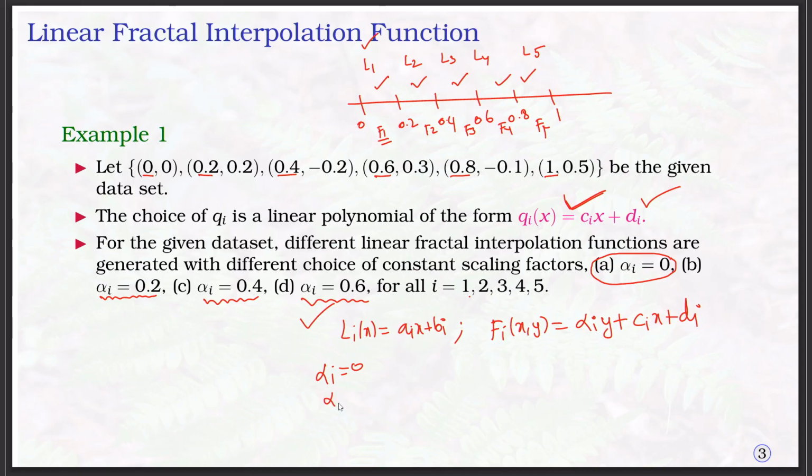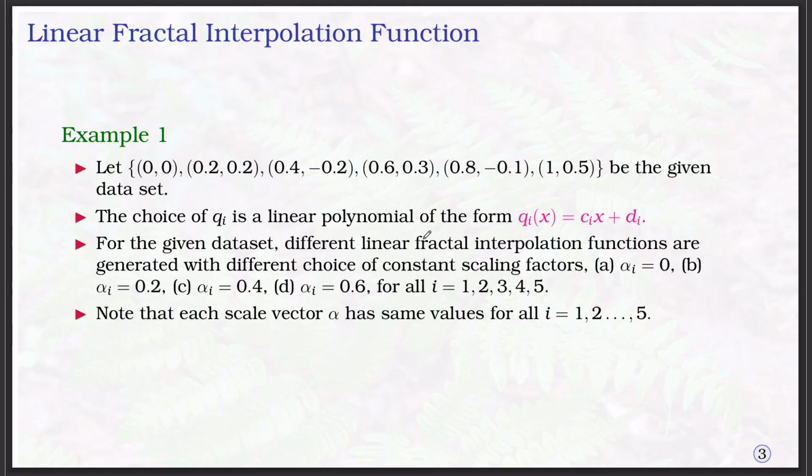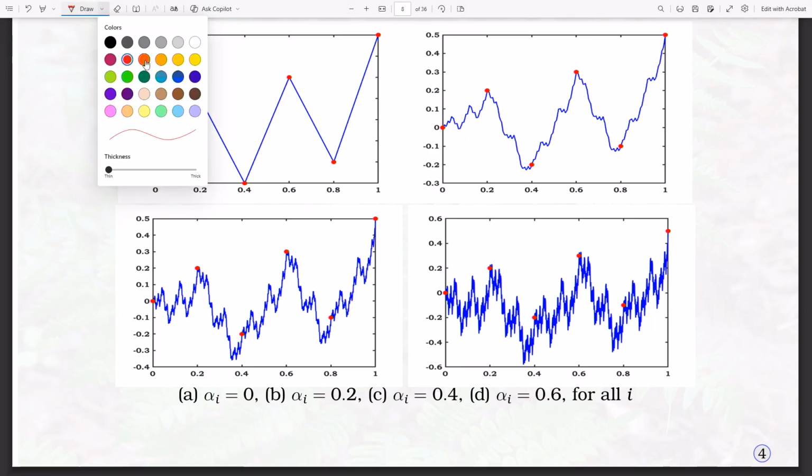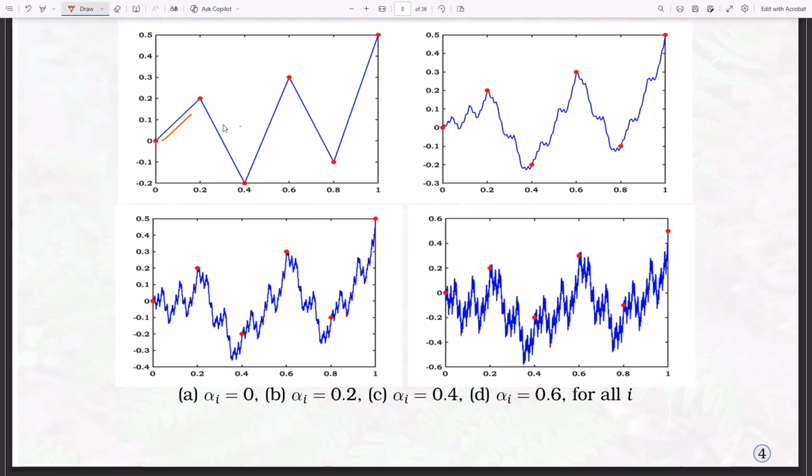Similarly, when alpha i equals 0.2, we will get one more iterated function system. Like that, we will get 4 iterated function systems. Each iterated function system will generate one fractal interpolation function. Let us see the resultant fractal interpolation. When you choose the scaling alpha equal to 0, with the data points given here, the fractal interpolation function is nothing but the line joining these points. Simply the line joining the 2 points, as you can note here.